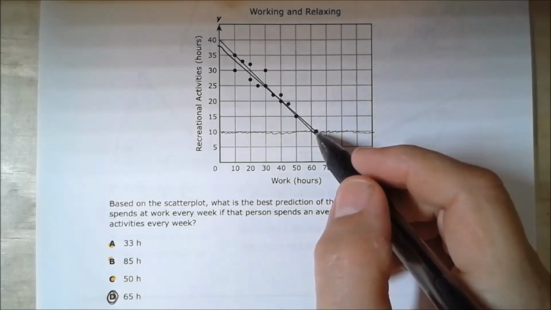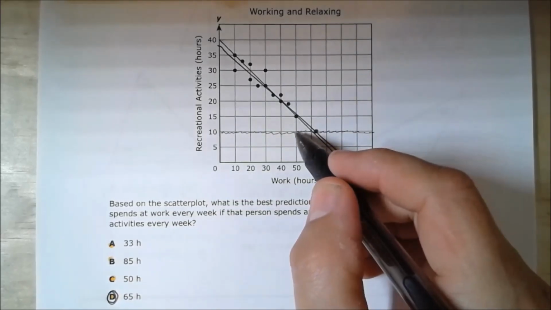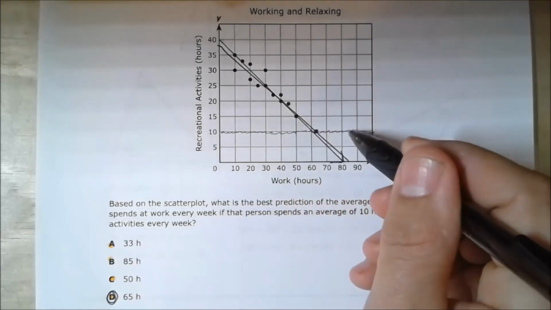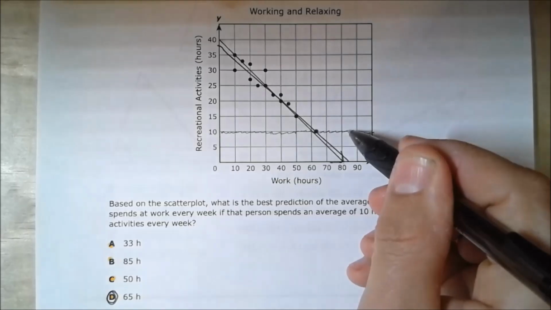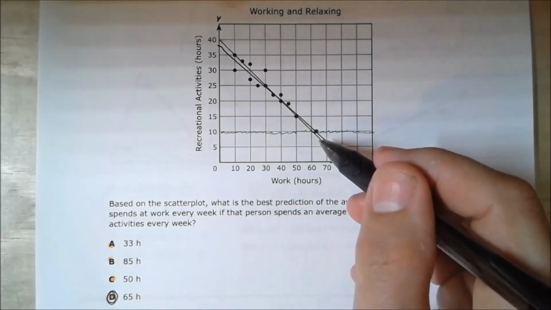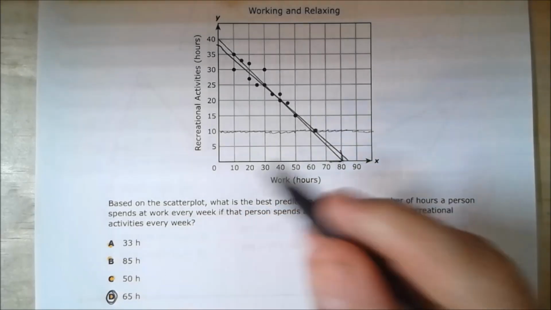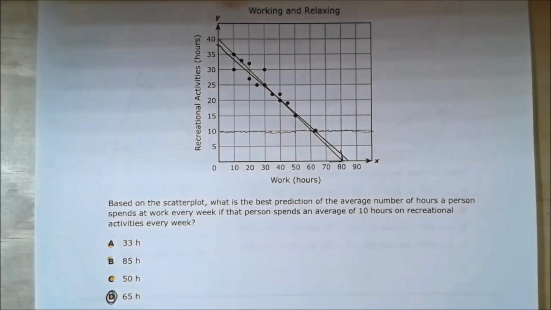Regardless of how I did my line, 50 would be way off down here. 33 is way down here. And 85 would be way over here. So you can imagine the only one that comes anywhere close to these two particular lines is 65. And that is your best answer. So pause the video and try the next one on your own.